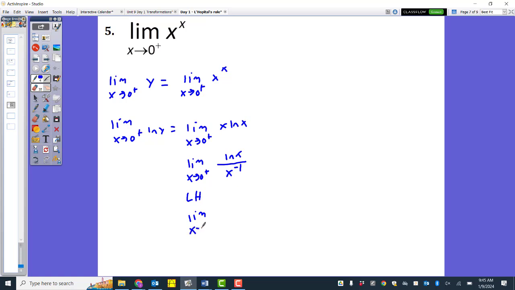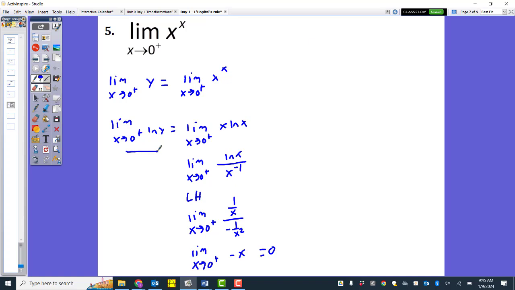Limit as x approaches 0 from the right of 1 over x over negative x to the negative 2, but we can rewrite that as negative 1 over x squared, which simplifies down to just negative x. Okay? And then we plug in 0, and we get 0 here. Now, a lot of y'all are looking at this like, oh, 0, that's the answer. But we have this part right here.